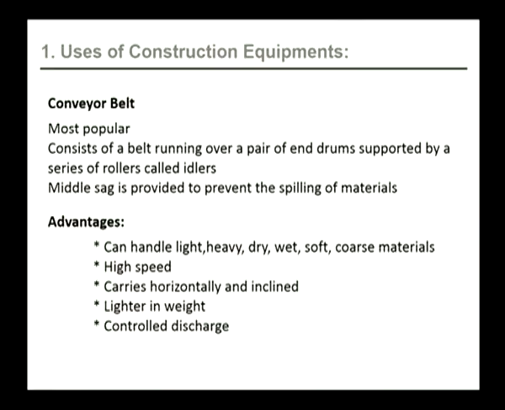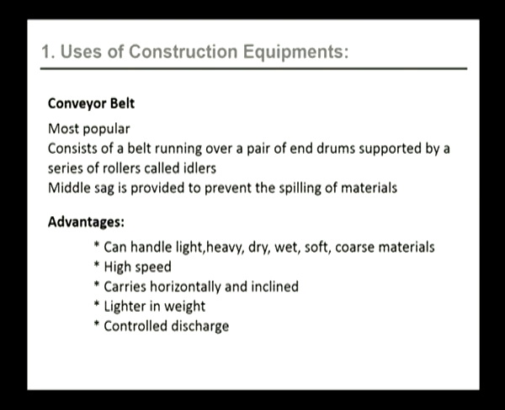Conveyor belt. Conveyor belts are most popular, and these consist of a belt running over a pair of end drums supported by a series of rollers called idlers. The middle sag is provided to prevent the spilling of materials. The advantages of conveyor belts: they can handle light, heavy, dry, wet, soft and also coarse materials. They can move at high speed. They can carry horizontally and in an inclined fashion also. They are very light in weight and they have a controlled discharge.